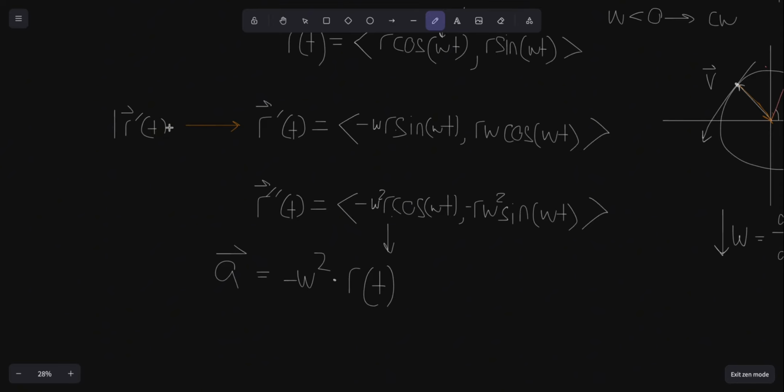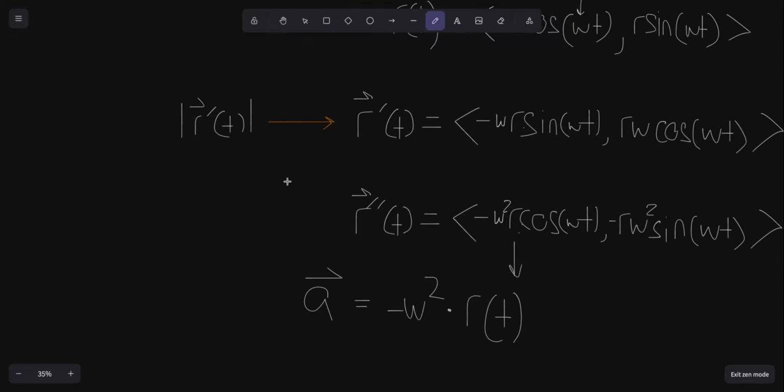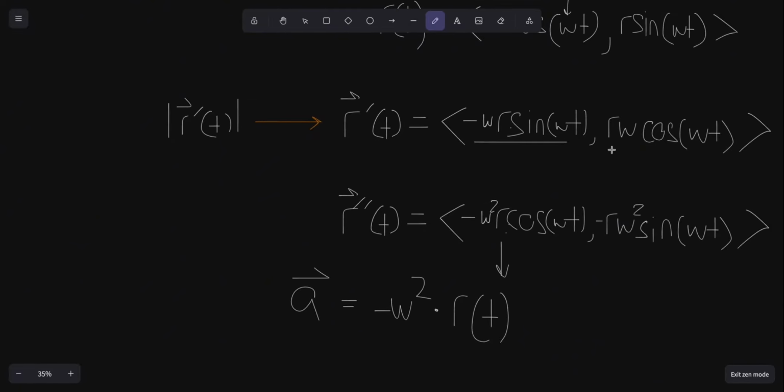So take a second to compute the magnitude of this, and let's check our answer after we're done. So we know that in order to find the magnitude of this vector, it's just going to be this component squared plus this component squared, and then we take the square root of it. Now it turns out that after you're done with all of that, you're just going to get that the magnitude is equal to r, the radius, times omega.